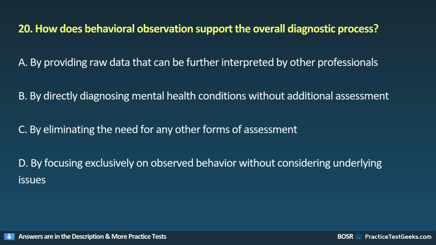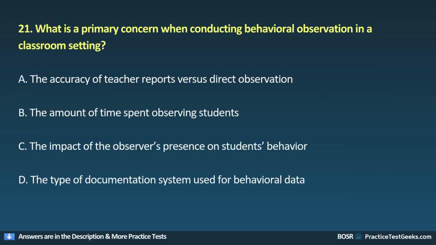A. By providing raw data that can be further interpreted by other professionals. B. By directly diagnosing mental health conditions without additional assessment. C. By eliminating the need for any other forms of assessment. D. By focusing exclusively on observed behavior without considering underlying issues. 21. What is a primary concern when conducting behavioral observation in a classroom setting?